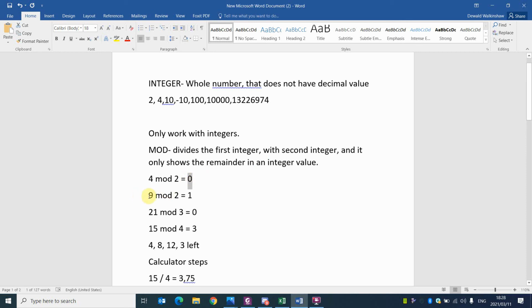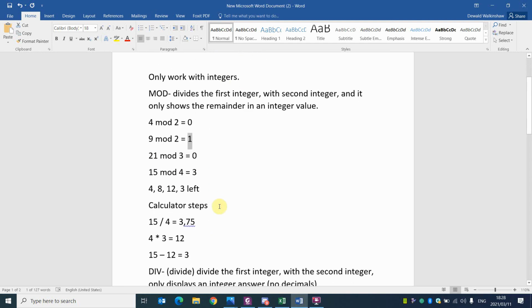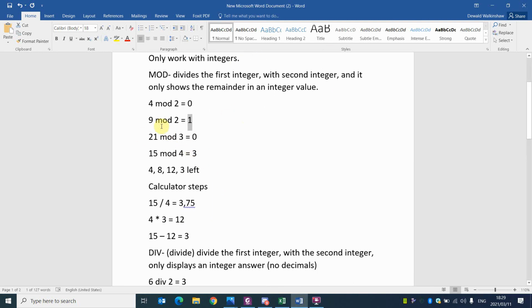That's why the remainder of 4 mod 2 is equal to 0. If we look at a number like 9, you say, how many times can 2 go into 9? It goes in 2, 4, 6, 8. It can't go in another time because 10 is bigger than 9. So it can go into it 4 times, but we don't write the answer 4. We write down the remainder. From 8 to 9, that's 1. So our remainder is 1. What is left over? Only 1. Okay, so that is mod.